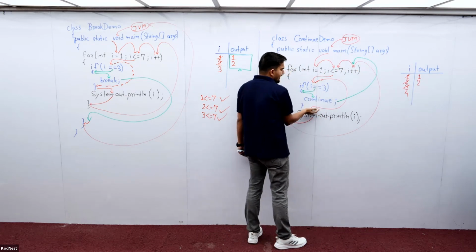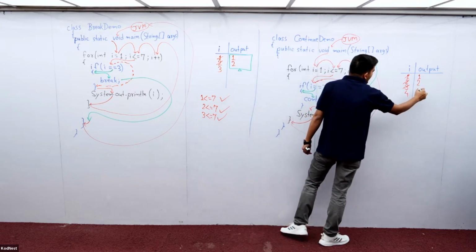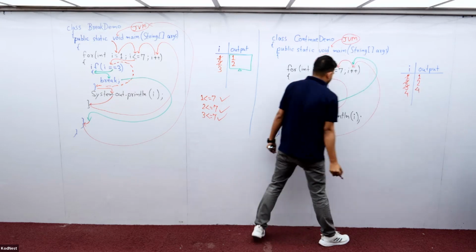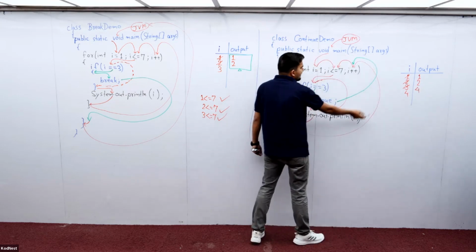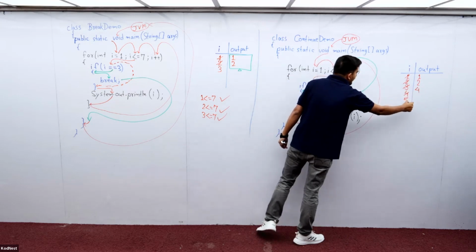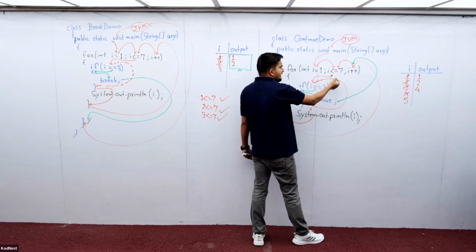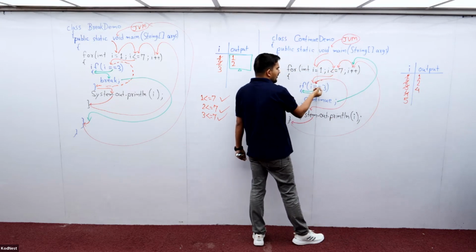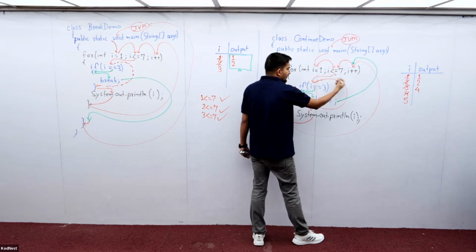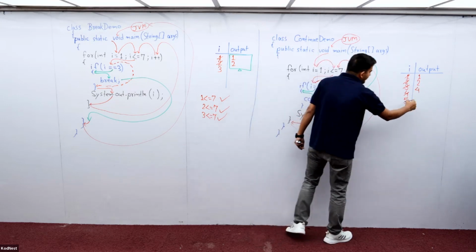Control will skip the if part. What is the system.out.println I? It is going to print the value of I, that is 4. 4 will be printed. No more statements. Updation will happen. I plus plus will happen, and the value of I is going to become 5. The condition will be checked: 5 is less than 7. The condition is true, and control goes inside. Is 5 equal to 3? No. Control skips the if block and prints the value of I, that is 5.